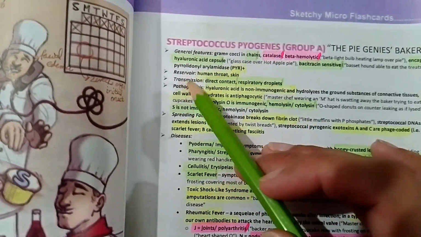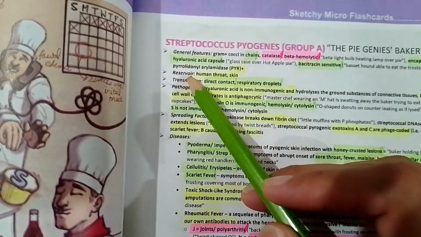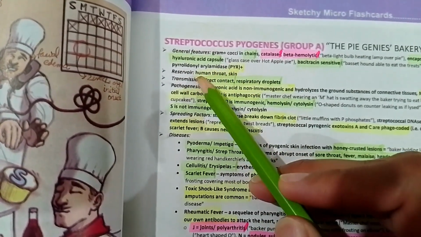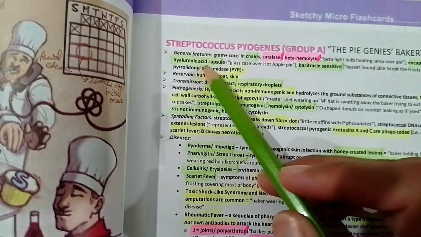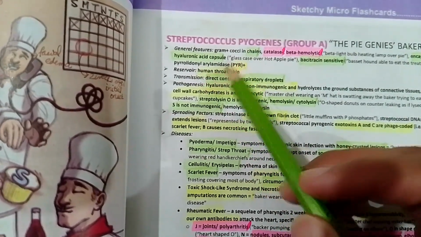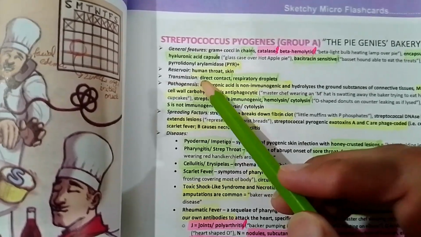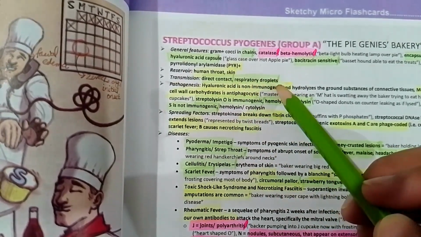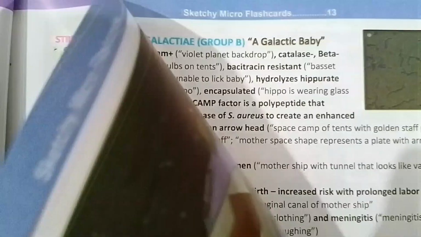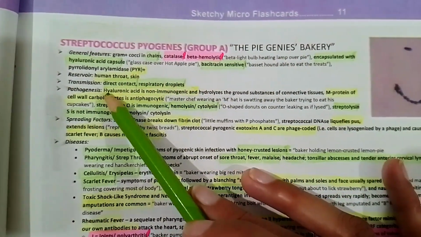Now let's see what its reservoirs are. Its reservoirs are the human throat and skin, so its infections will most likely be related to these two spaces. And then transmission: it is transmitted through direct contact or through respiratory droplets. Now let's see the pathogenesis of these bacteria.